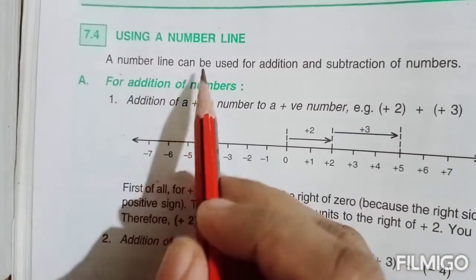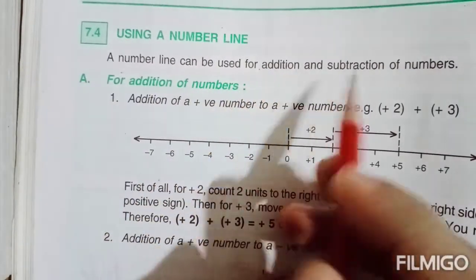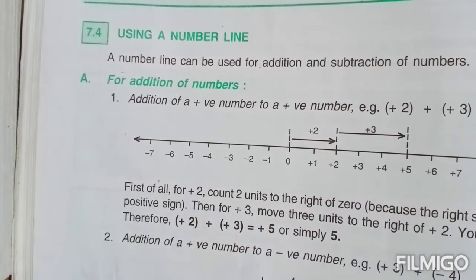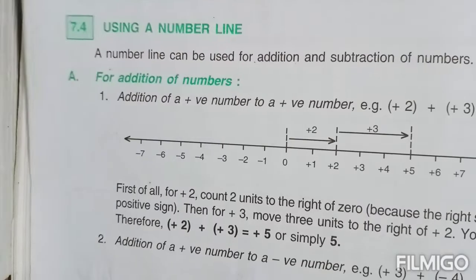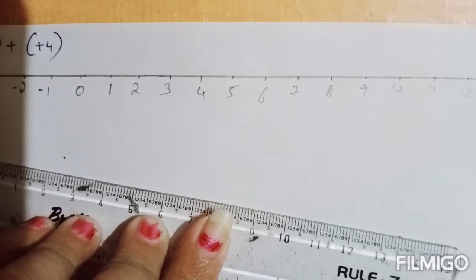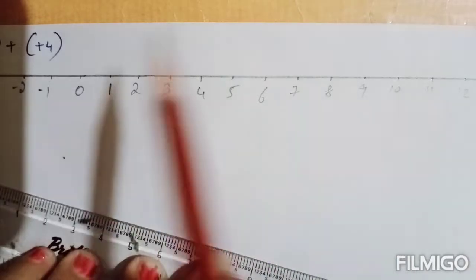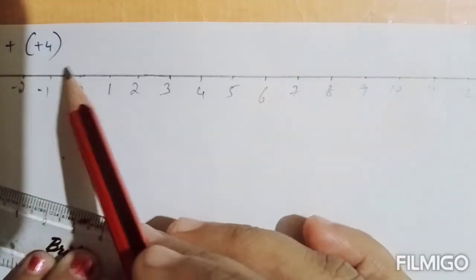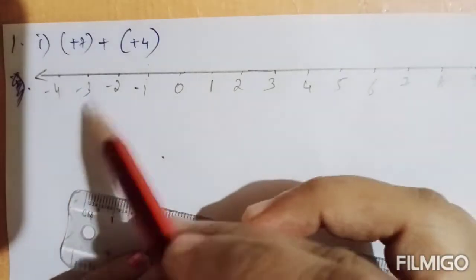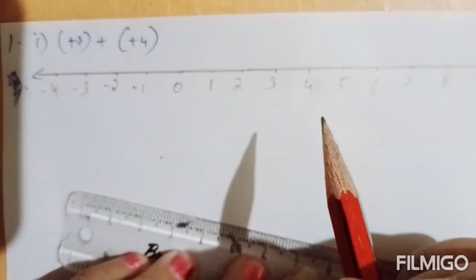A number line can be used for addition and subtraction of numbers. Using a number line we can add and subtract numbers. Let's see how. Exercise 7b: use a number line to evaluate each of the following. First question, plus 7 plus 4. You have to find the sum of these two integers using a number line.